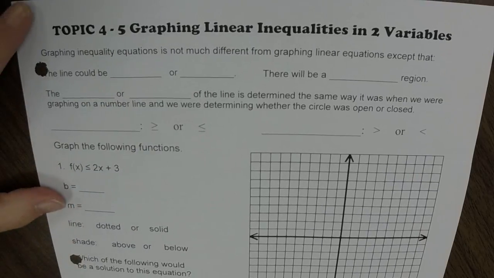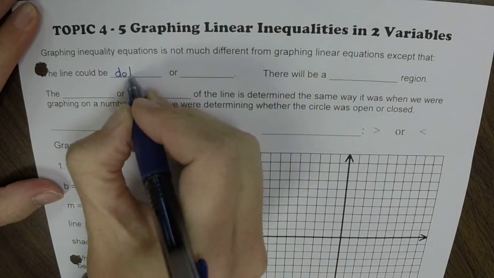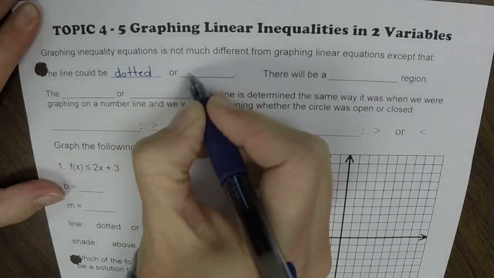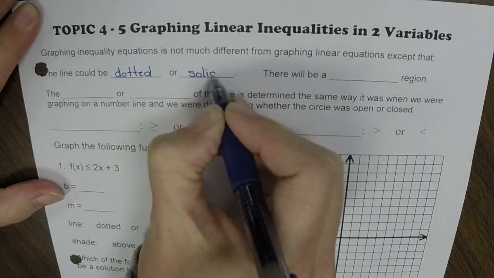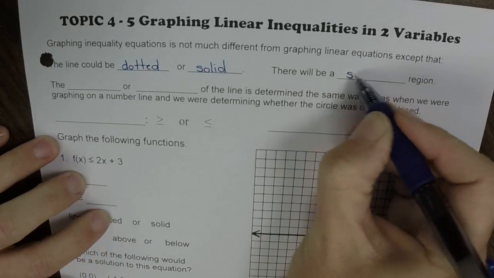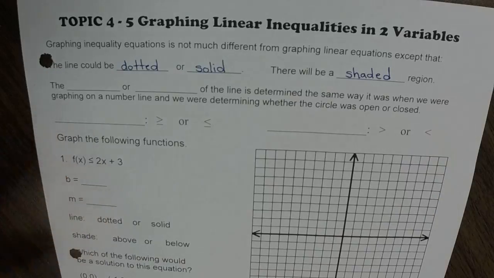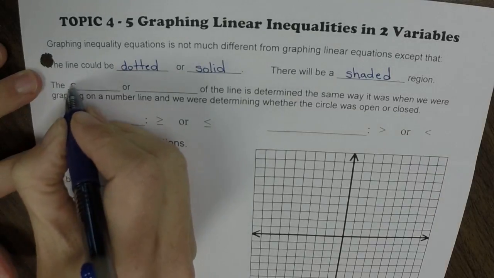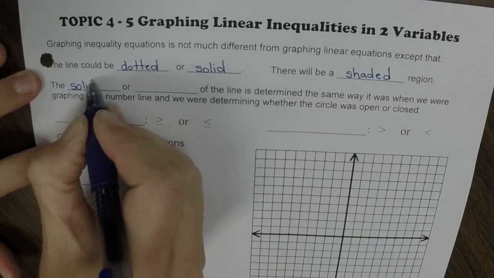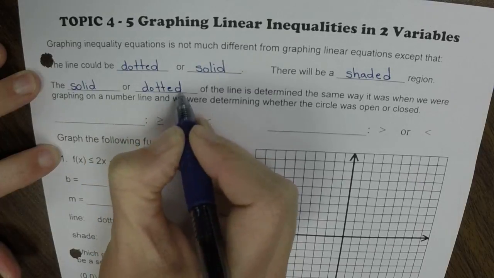The two differences are that the line could be dotted or solid. And then the second part is that there will be a shaded region. The solid or dotted is information that you already know.